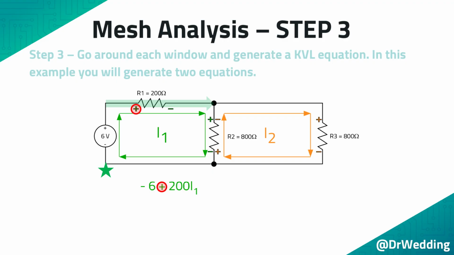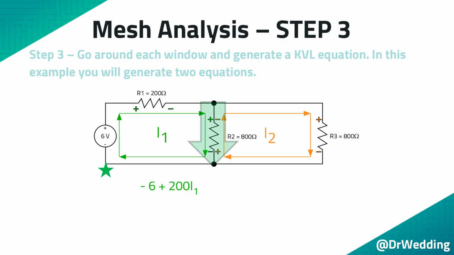When going across the top of the circuit, you encounter a plus sign, so the next voltage is added to the KVL equation. We don't know the voltage across R1, but we can get a temporary voltage by multiplying the 200 ohm resistor and the current I1. So the next value in the KVL equation is plus 200 I1.